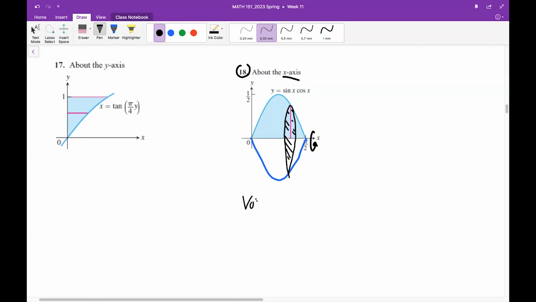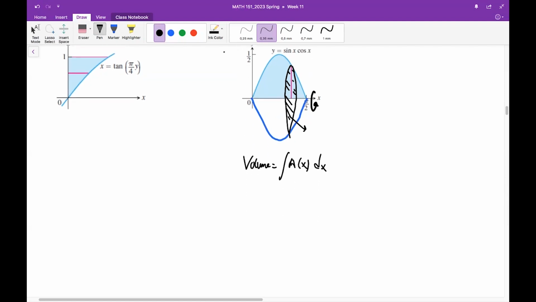Now, to compute the volume, the idea is to integrate the area of this disk with respect to dx or dy. What do you think? Which one? These disks are constructed through the x-axis, right? That's why I need to take the integral with respect to dx. We collect all of them together through the x-axis, so the integral should be with respect to x. That's why I need to express the area of this disk in terms of x.